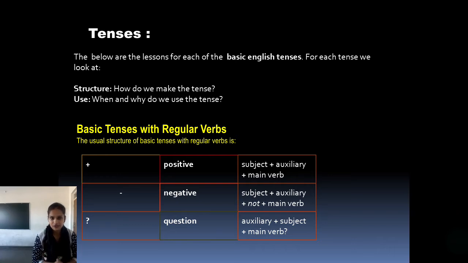That is structure. How do we make the tense? We will see in this video, and also the use. When and why do we use the tense?